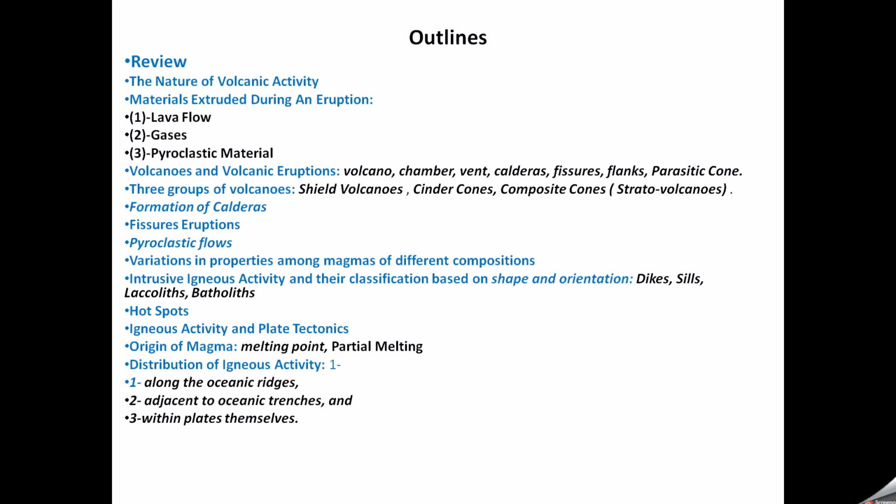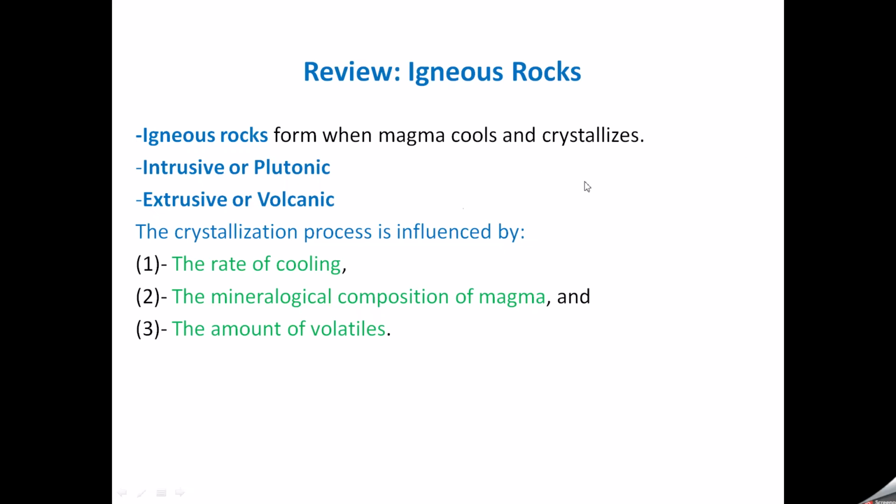Intrusive igneous activity and its classification based on shape and orientation, for example dikes, sills, laccoliths, and batholiths. Hotspots, igneous activity and plate tectonics, origin of magma, melting point, partial melting. Distribution of igneous activity along oceanic ridges, oceanic trenches, and within the plates themselves. Review of igneous activity: igneous rocks form when magma cools and crystallizes.